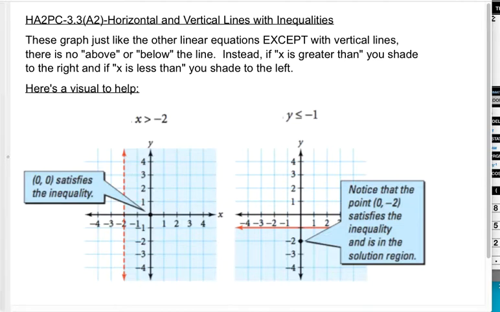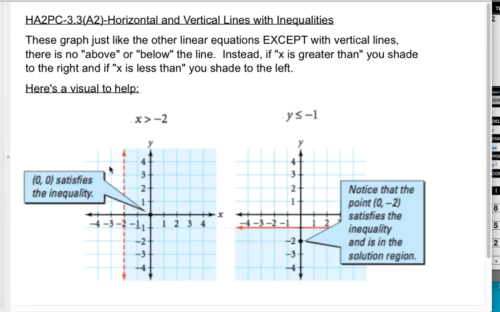So here's a visual of the two of them, a vertical line. This is x is greater than -2. You see the dotted line where x is -2, and then you would shade to the right because those are the x values bigger than -2. Or if I gave you y is less than or equal to -1, here's the line where y equals -1, and we'd shade below.